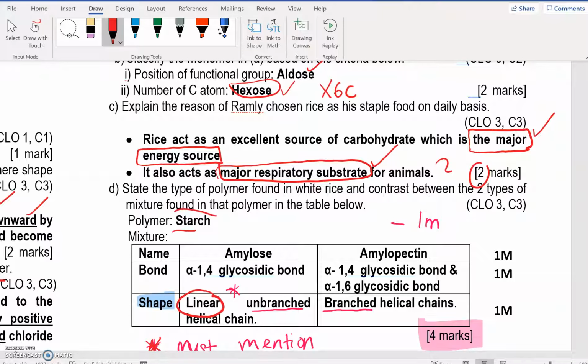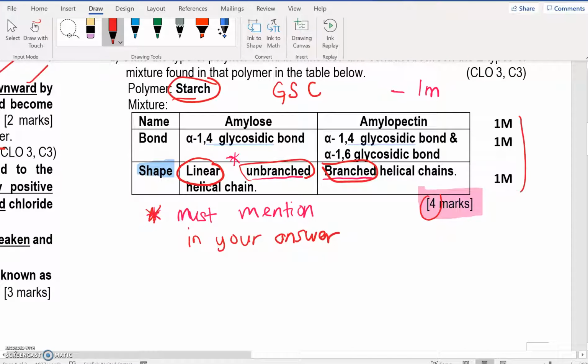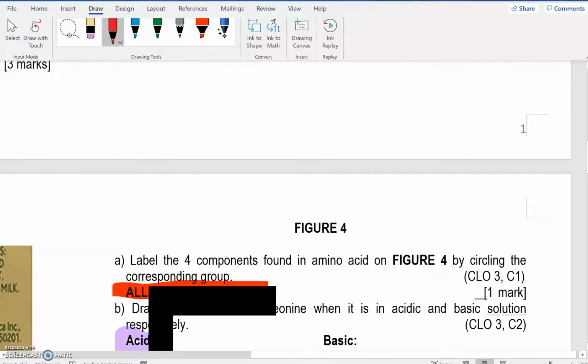Make sure you mention the polymer is starch. Remember we learned polysaccharides, GSC: glycogen, starch and cellulose. Linear must be mentioned in your answer. Another one is branched and unbranched, which must also be mentioned. So all in, there are 4 marks. Done with that. Next, the lipid question.